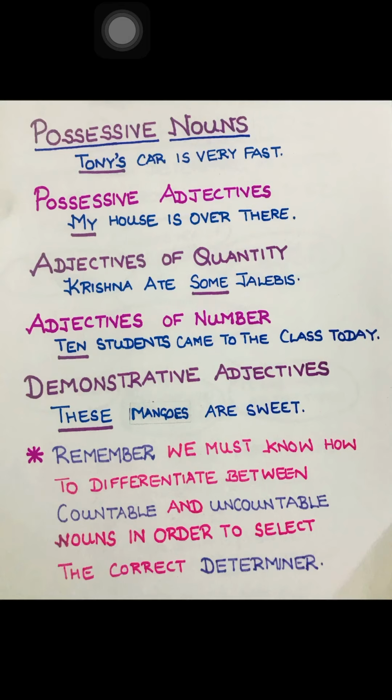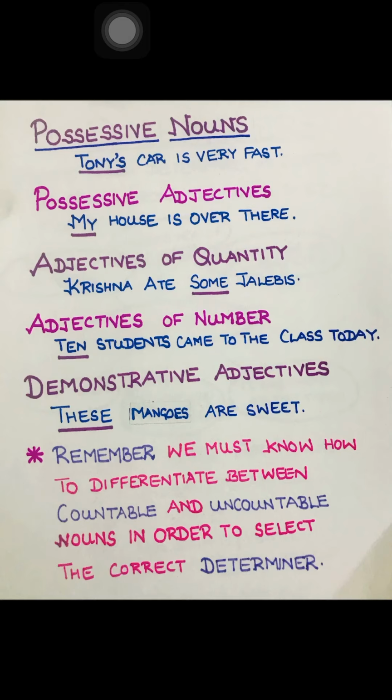Alright. Now let's move on to possessive adjectives. Right. Let's start it with an example. My house is over there. I say the sentence again, children. My house is over there. Now, what do we find in this sentence? See, the possessive adjective my is modifying the noun house.